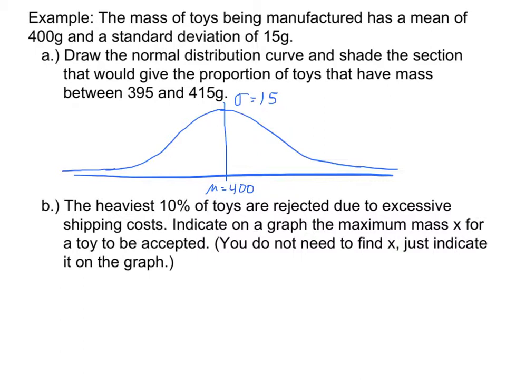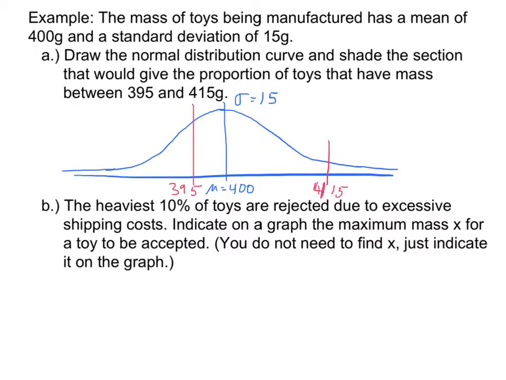Question A actually says, draw a normal distribution curve and shade the section that would give a proportion of toys that have a mass between 395 and 415 grams. So for this, you say, okay, if this down here really is an x-axis, then it goes from negative infinity to positive infinity. And if this is where 400 is, then 395 is just somewhere to the left of that, and 415 is further to the right of that.